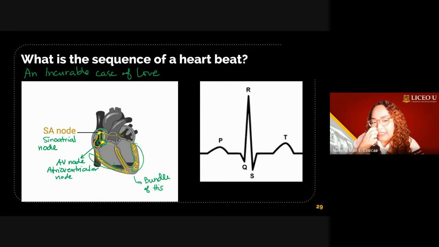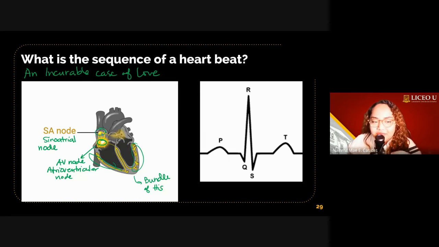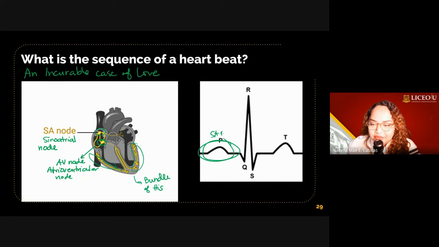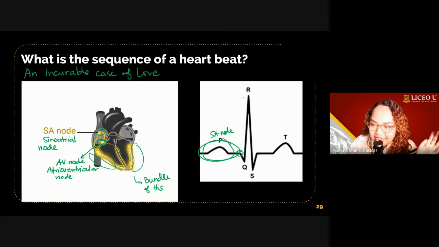So what does this mean? Your heartbeat starts with your SA node. This is one. Here is the SA node. It initiates a beat, tuk. Then the signal cascades to the AV node. So your AV node is found here. Then the peak comes next. The peak here is the bundle of His.